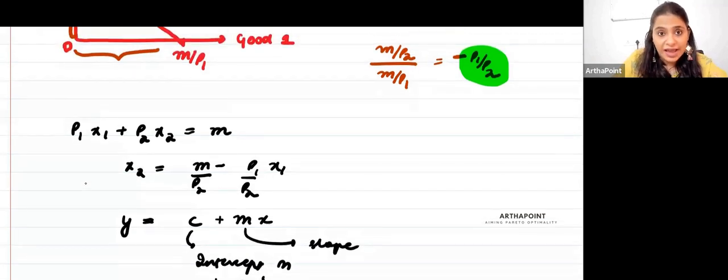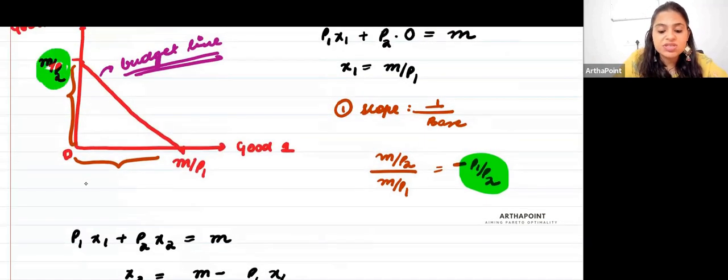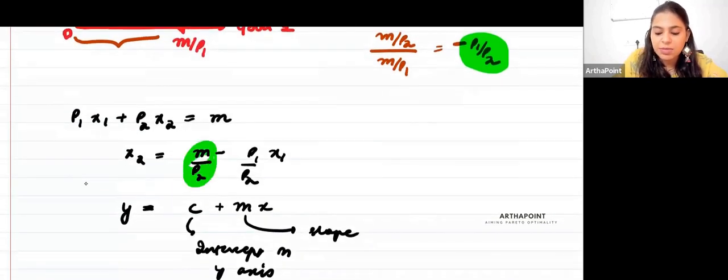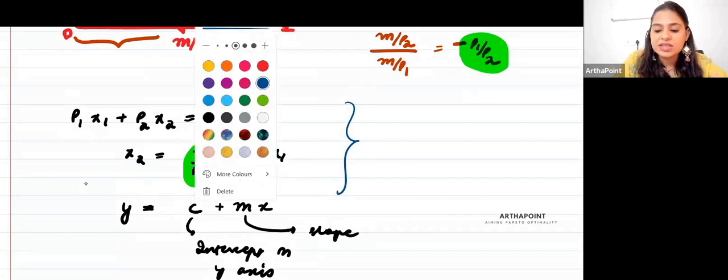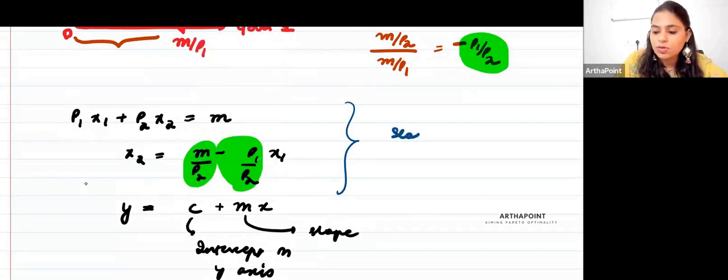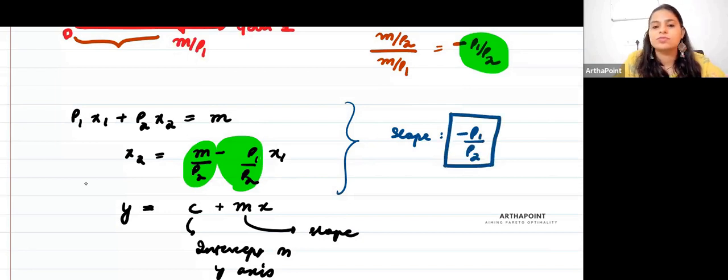If you compare, actually M by P2 is the intercept on the y-axis. I am getting the same thing, M by P2. That's correct. So what is the slope? Slope will be minus P1 by P2. So from here also, I can say that the slope of the budget line will be minus P1 by P2. That's the second technique to find the slope.